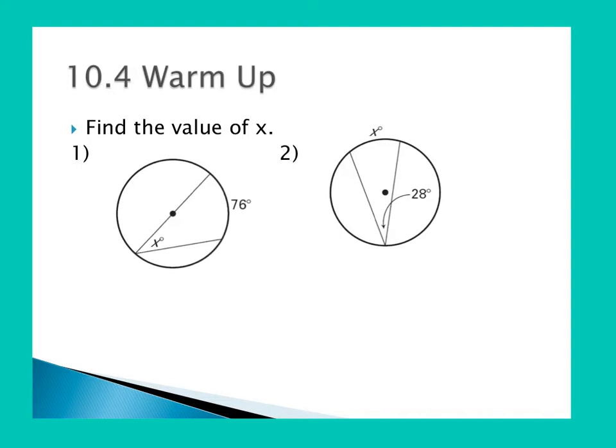So for number one, because that arc is 76, what's the measure of x? 38 degrees. Okay, 1/2 of the measure of that arc. And for number two, it's the reverse, right? They gave you the angle, so what's the measure of the arc? 56, and I get that by doubling the 28. Easy stuff, right? And yet kind of like the foundation for almost everything in this section.